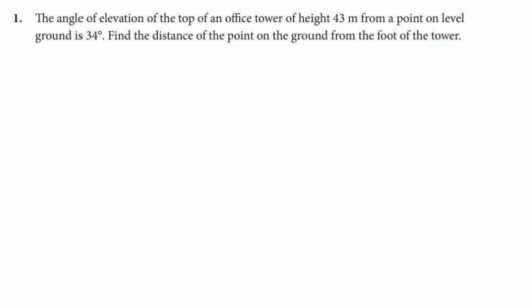Right, let's look at this question. Supposing you have an office tower, which is 43 meters high, and the angle of elevation is 34 degrees from a point on level ground. So you have to imagine that you are standing at the point on level ground and looking up at the top of the office tower. And you are asked to find the distance of the point on the ground from the foot of the tower.